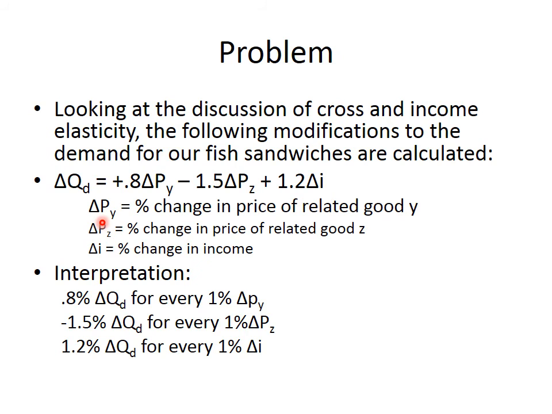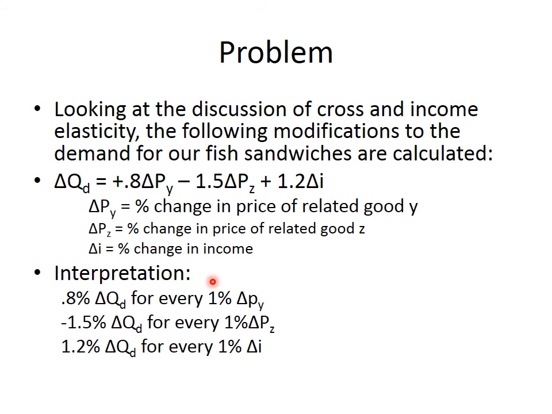Okay, so percentage change in PY is the percentage change in price of related good Y. Change in PZ is percentage change in price of related good Z. Change in I is percentage change in income. We've dealt with all this before. We've looked at all this before. Now we're just setting this up. So this is going to modify demand for our product. This is going to modify demand, in this case, for our fish sandwich. This will modify the demand for a product.